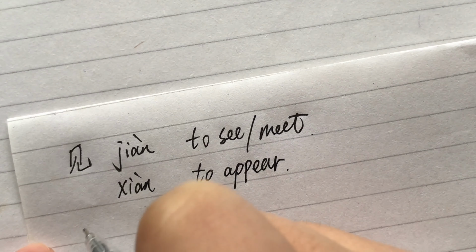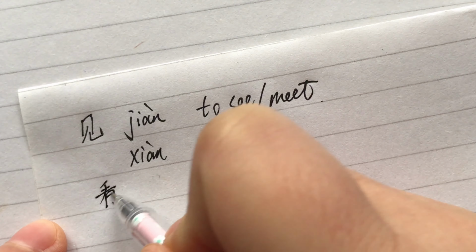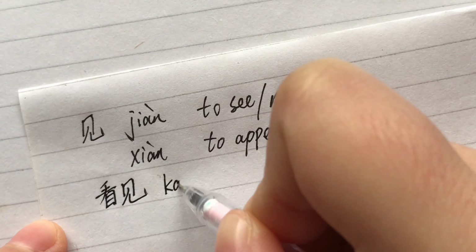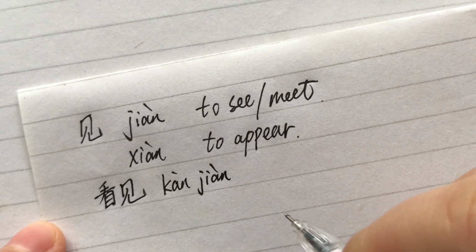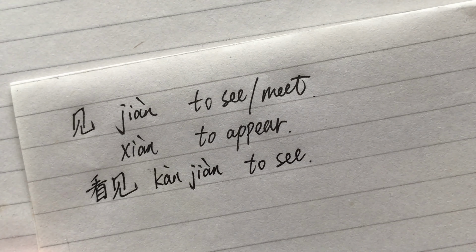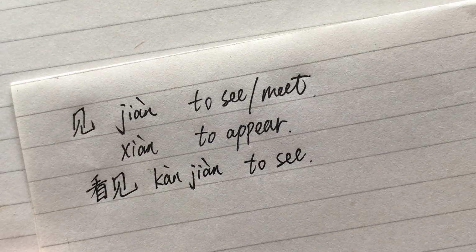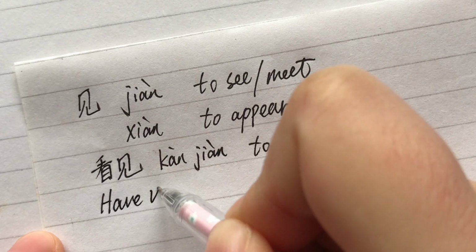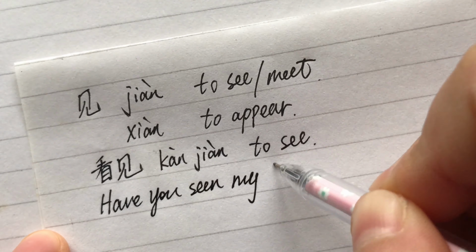Kan jiàn, to see. Now check this sentence. Have you seen my keys? Have you seen my keys?